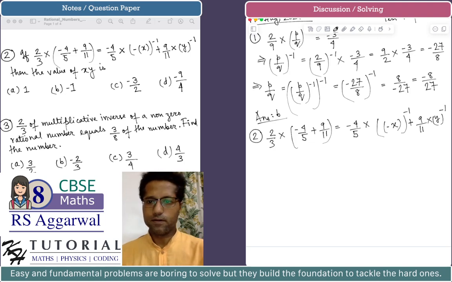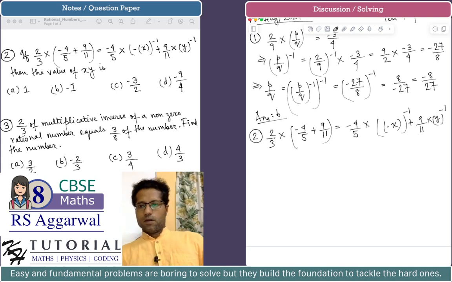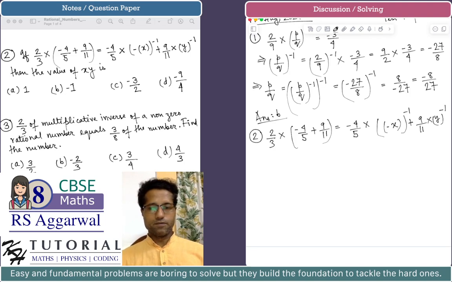So basically we have to find... okay, let's see, we have to do a little bit of simplification regarding the multiplicative inverse, addition and multiplication. But before doing that, please note that this whole equation is of the form a multiplied by b plus c.